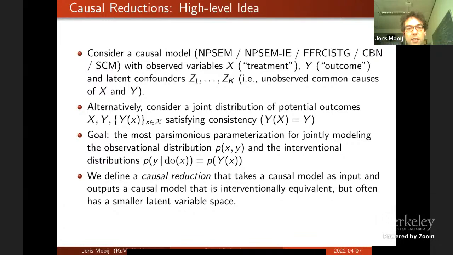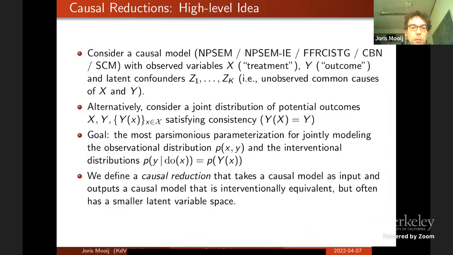And suppose it has an observed variable x, a treatment variable, y, an outcome variable, and suppose it has latent confounders. There could be an arbitrary number of them, so k unobserved common causes of x and y that are explicitly accounted for in the model. Or alternatively, you could start from a joint distribution of potential outcomes, x, y, and the potential outcomes for y if we set x to a certain value, small x, that satisfy the consistency assumption.